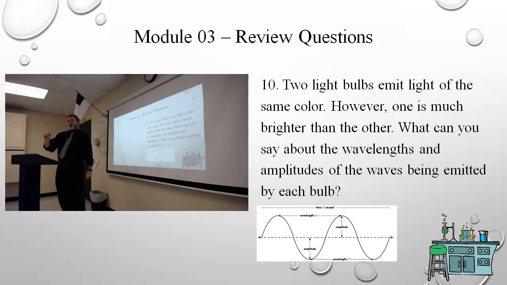So color is related to wavelength and frequency. Brightness is related to the amplitude. Brighter light, higher amplitude. Okay? Any questions on that? Does it make sense that two waves that have the same color have the same wavelength and frequency? The other part was just remembering that brightness is a factor of the amplitude. The higher the amplitude, the brighter it's going to appear.